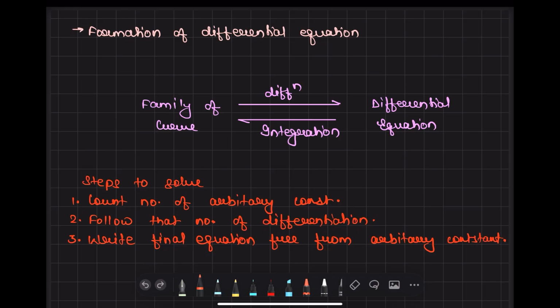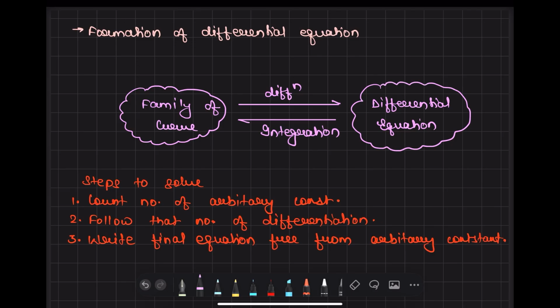Now you know that right now you are having five equations: the first, the family of curves, and because of these four differentiations you got four new equations. So altogether you have five equations. So you can use these five equations to write down a final equation free from arbitrary constants. If in the final equation you are not having any arbitrary constant, that will be considered a differential equation. I hope things are clear.